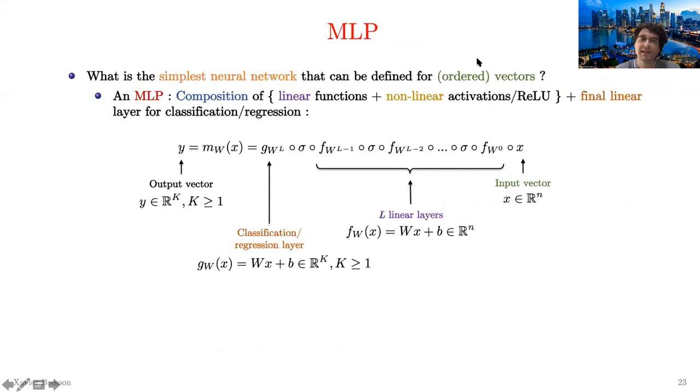Okay, so MLP, multi-layer perceptron. This is the simplest neural network you can do for vectors. If your input is a vector, what is the simplest neural network you can do to process this vector? This is an MLP. Remember, it is a composition of linear functions followed by a nonlinear activation like ReLU. And then finally you get a final layer for classification or regression. So you have your n linear layers, going from n dimension to n dimension, and here you have your classification/regression layer, which goes from n dimension to k dimension. K is one if it is regression, and 10 if you have the MNIST classification task to do. Okay, so this is an MLP.